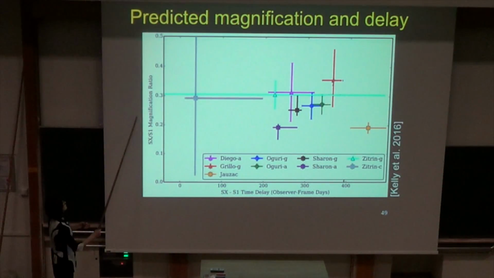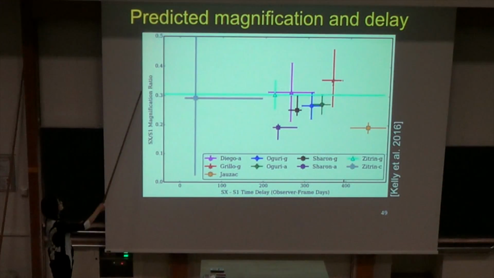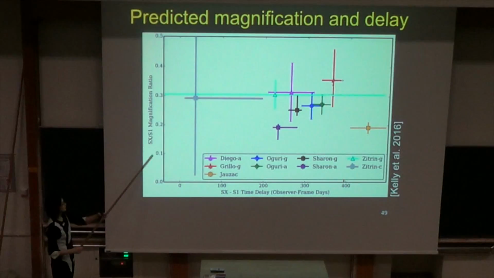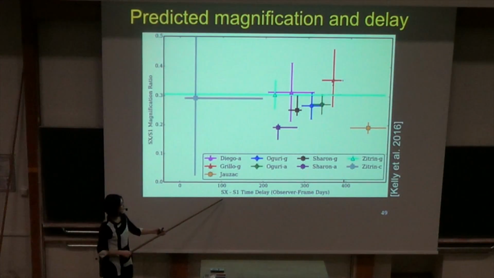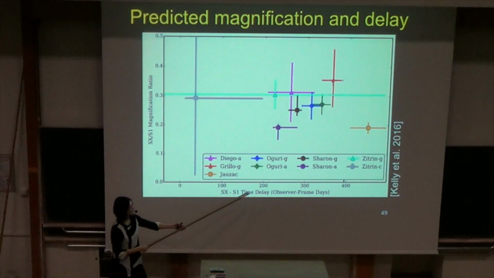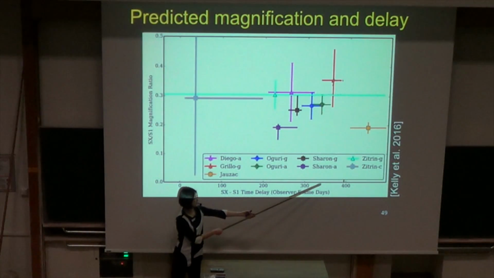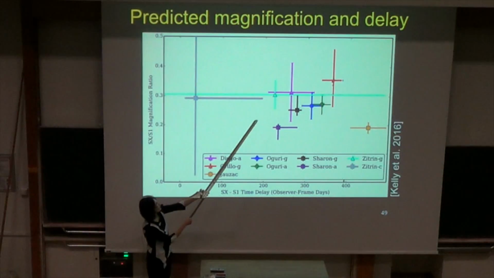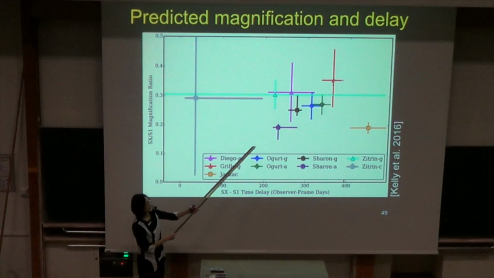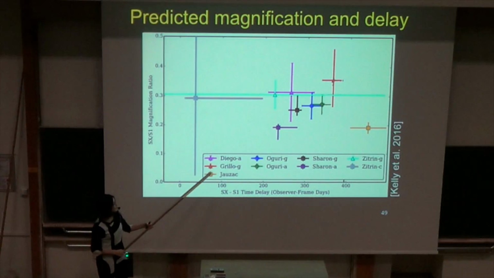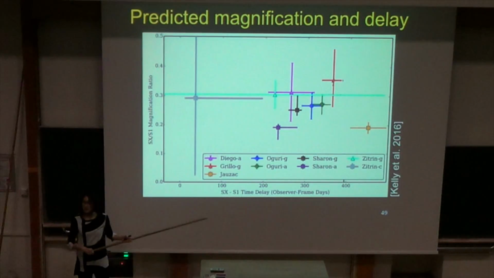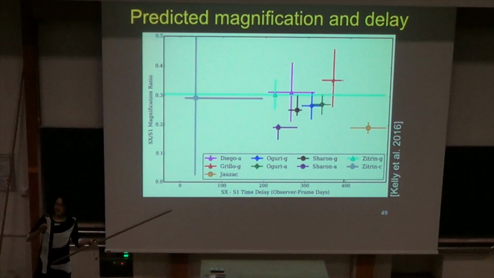Here is the SX magnification ratio relative to the first image, S1, and this is the time delay of SX relative to S1. One year will be around here, 300 days, 365 days. The different colored points here are the predictions by the different teams, and this was done before SX was observed.